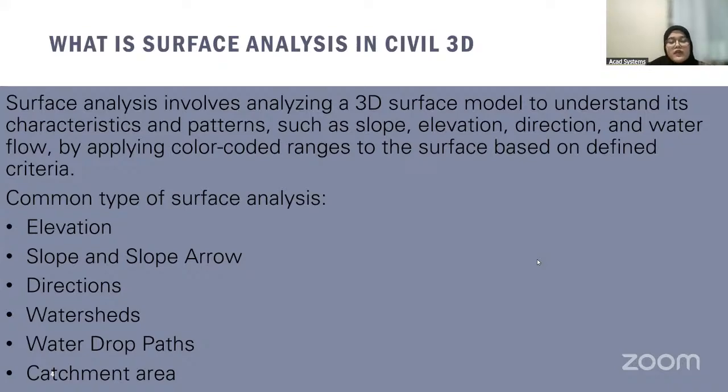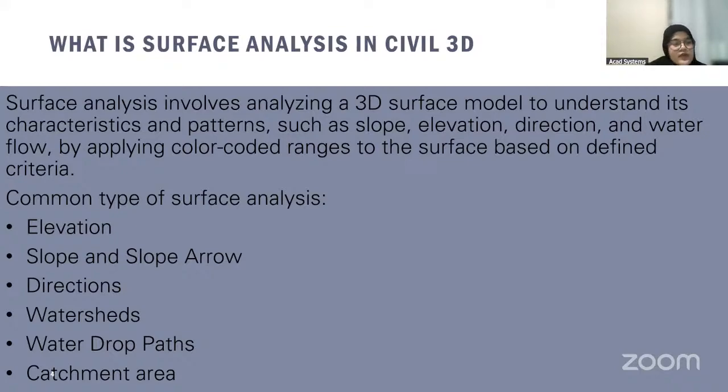Usually elevation is to visualize the high and the low elevation in your surface, or the maximum and minimum elevation in the surface. And then slope and slope arrow, usually you can show the pattern of the slope, the color of the slope, and also for the slope arrow, you can show the direction of the slope. All right, and then we have the direction.